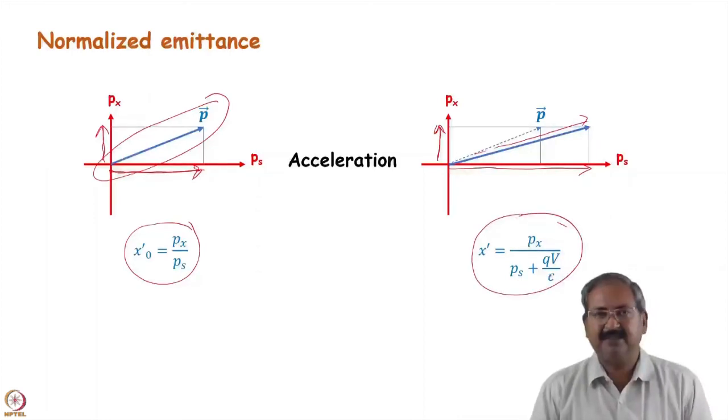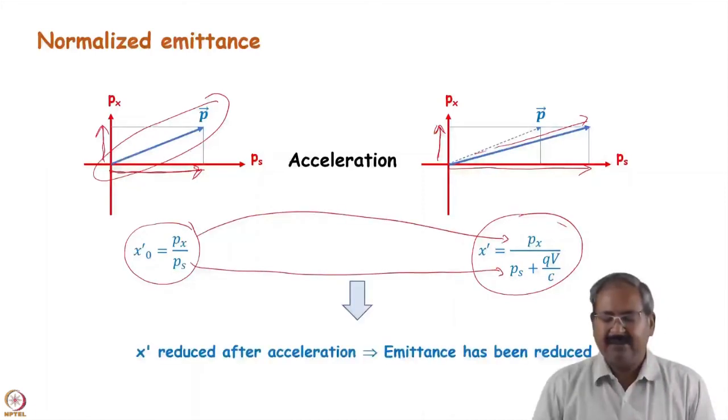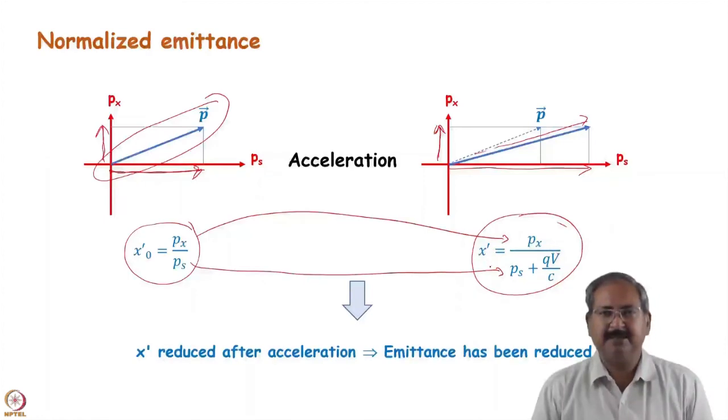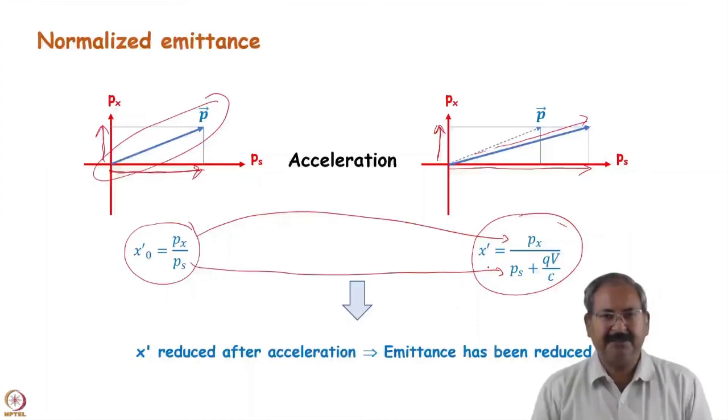So now the angle of trajectory of this particle with respect to the design trajectory will be defined like this: Px by (Ps plus qV by c). So the denominator has been increased, the numerator is the same, meaning the value of X prime has been reduced. When the value of X prime is reduced, the emittance is reduced. So during acceleration, the emittance we defined does not remain constant. It remains constant only if the energy is constant.